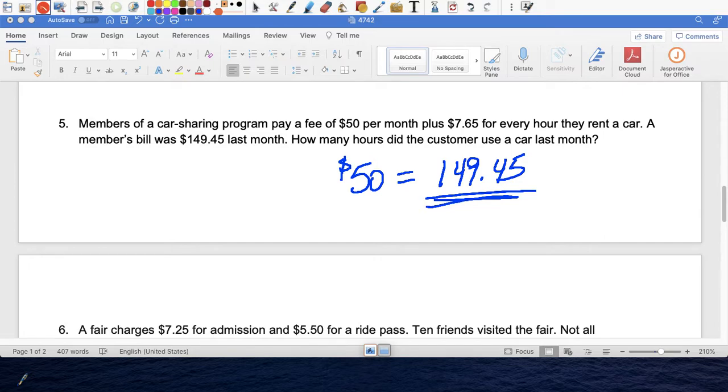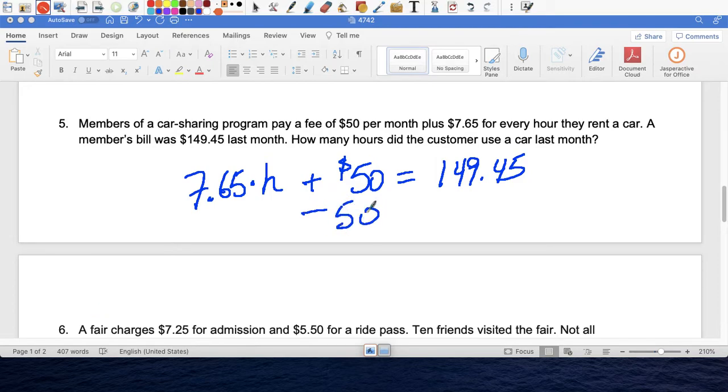You know that out of the $149.45, $50 was the membership fee, and the rest was the number of hours that you rented. So we can write this as 7.65, and our variable here is hours, right? So how many hours at $7.65 did I use the car for? So minus 50, right? So we knew that already. So this is going to be 99.45.